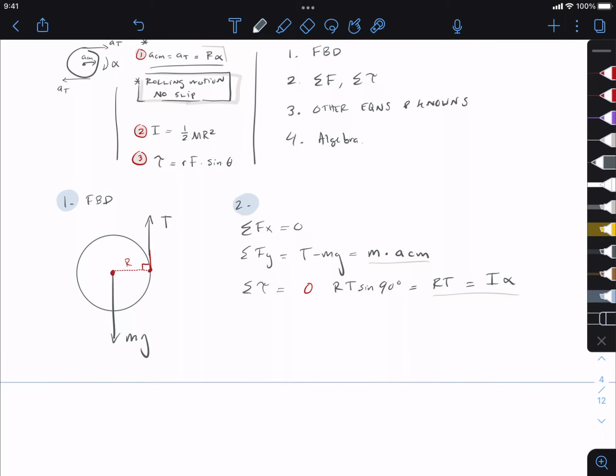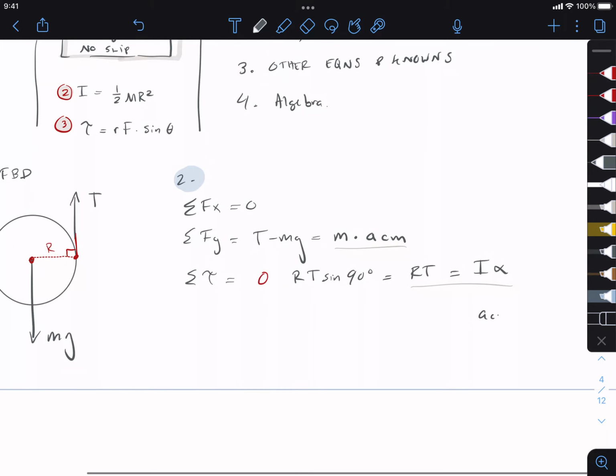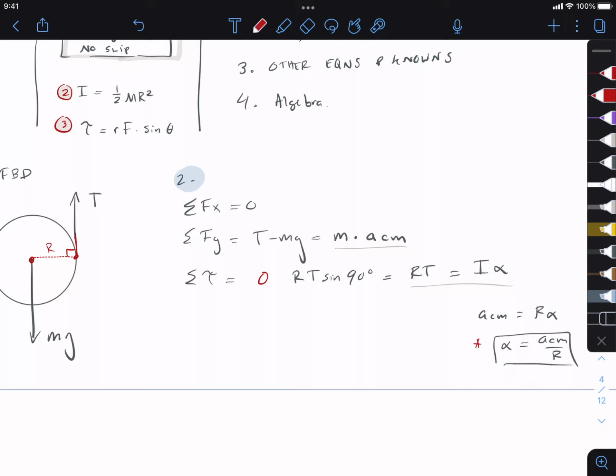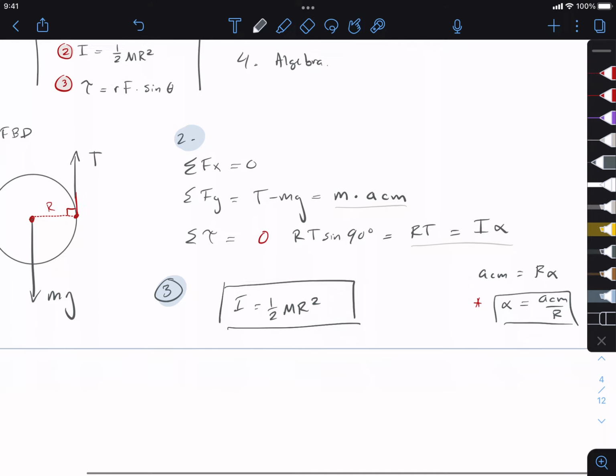So let's say what we're trying to find. So a_CM is equal to r alpha, and we're going to sub in this alpha for a_CM over r. Okay, so this is our next step. This would be 3, where we're using our other relationships, right? We also know our mass moment of inertia because it was given to us by the problem. We also have I is equal to 1/2 mr squared, so we can use that one as well when we're approaching this problem. And I think that should hopefully be all we need.